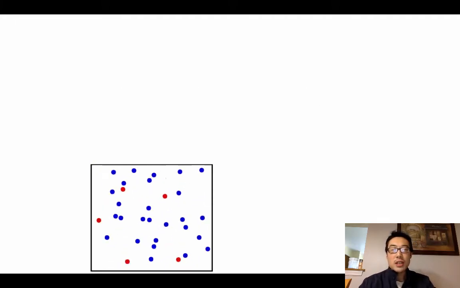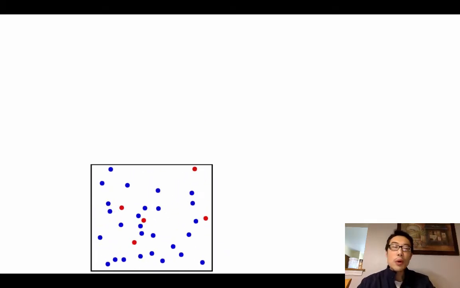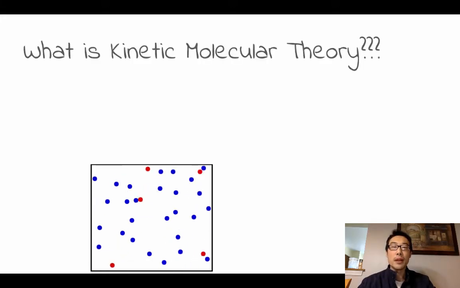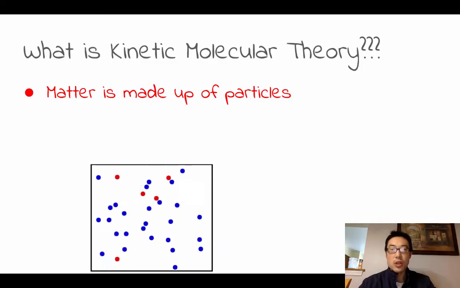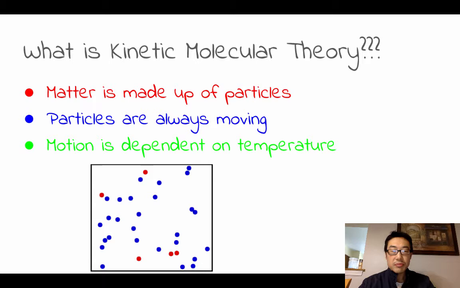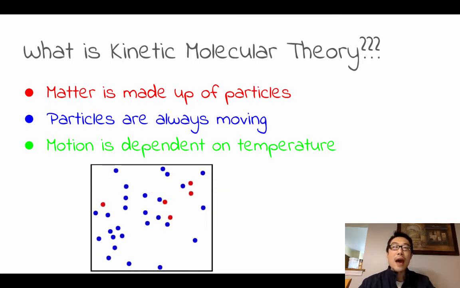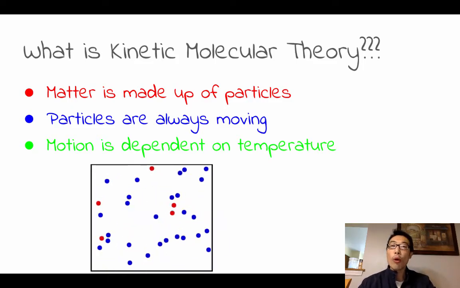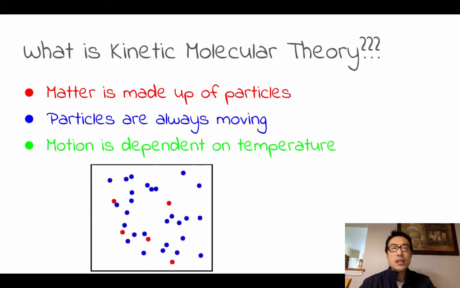So, if we take a look at this little image here, we see blue and red dots just bouncing around everywhere. This is what we call our molecules, which brings us to what is kinetic molecular theory? It is the theory that states that matter is made up of particles. Every single thing in this universe is made up of particles. Particles are always moving, and the motion is dependent on temperature. So if we have a change in temperature, the motion of these molecules will either increase or decrease based off of their kinetic energy.